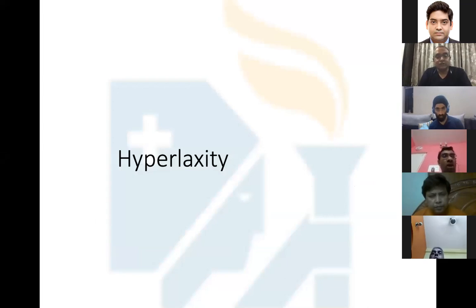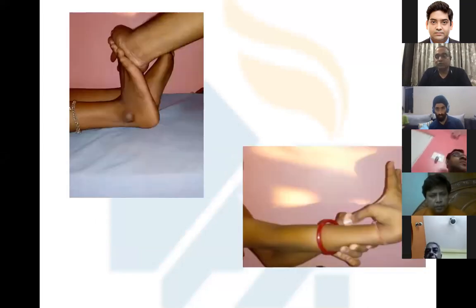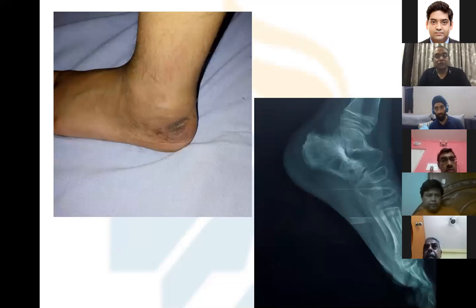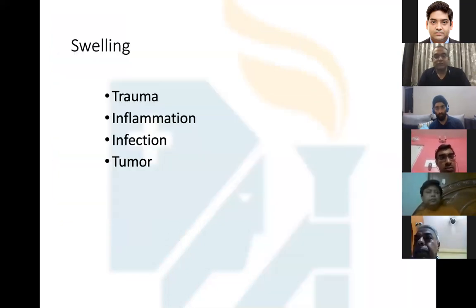And there are conditions where there is hyperlaxity. So here you see the reverse of the equinus deformity. There is a hyperdorsiflexion of the ankle, and there is generalized hyperlaxity in this girl. And infections: always look for a scar somewhere. Whenever you see a scar on the foot or any part of the body, you have to have a high index of suspicion for an infection.